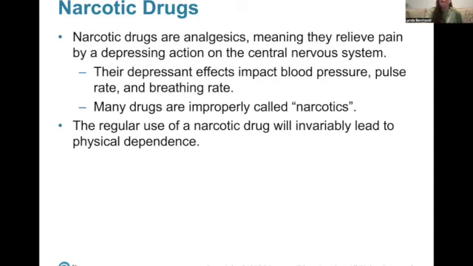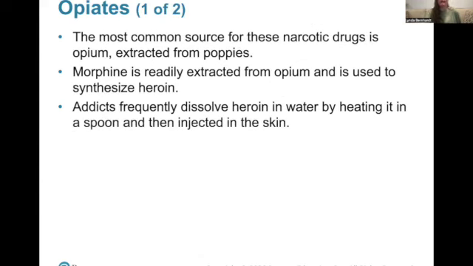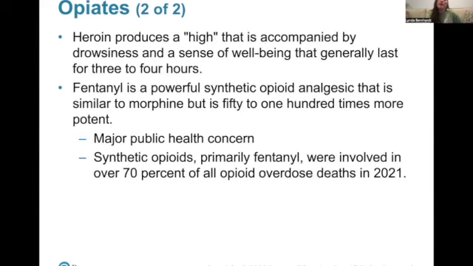And if you do not use them correctly, if you overdo it, they are very high in overdosing because it can drop your blood pressure so low and your breathing rate so low that you just die because you just aren't breathing. Your blood's not flowing properly. And that's because of the area in the brain that they affect. Opiates is one of the most common of the narcotic drugs.